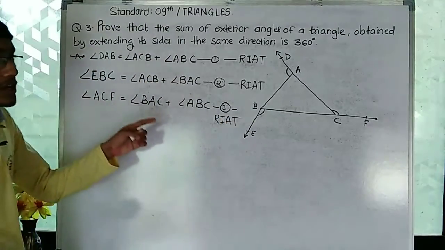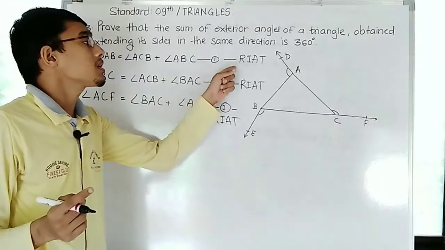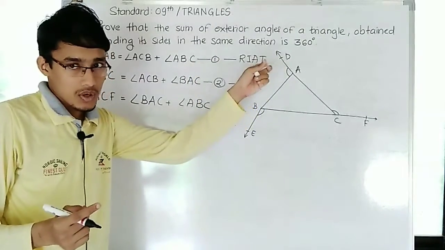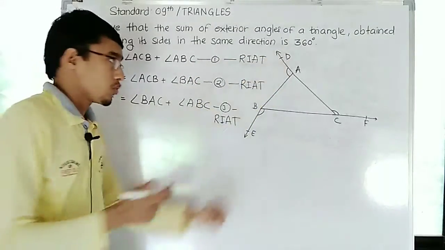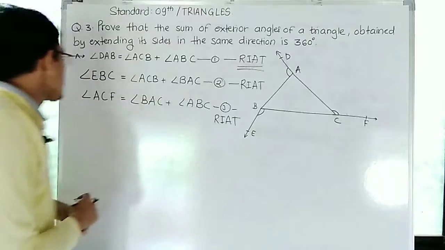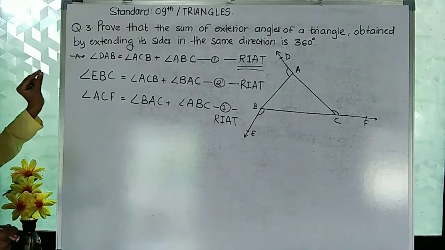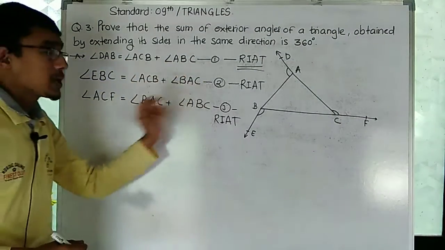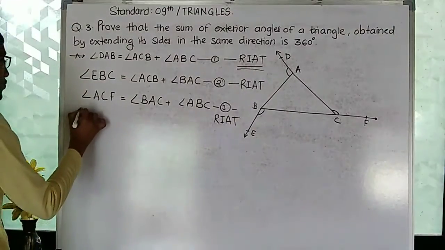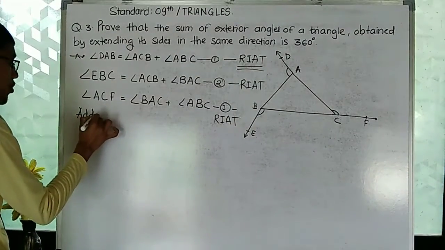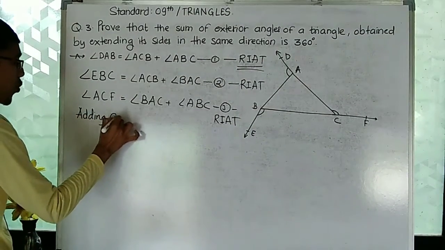Okay, in the examination or in your book you have to write down the complete form of this. Okay, remote interior angles theorem, don't use the short form. So I have got three equations, equation 1, equation 2 and equation 3. So what I will do, I will add all the three equations. So adding 1, 2 and 3.